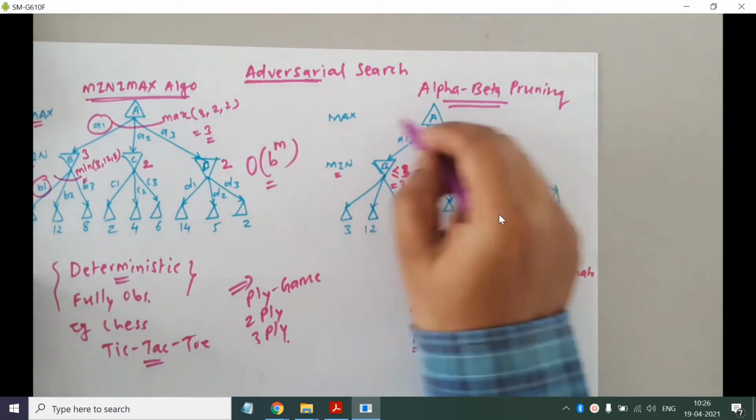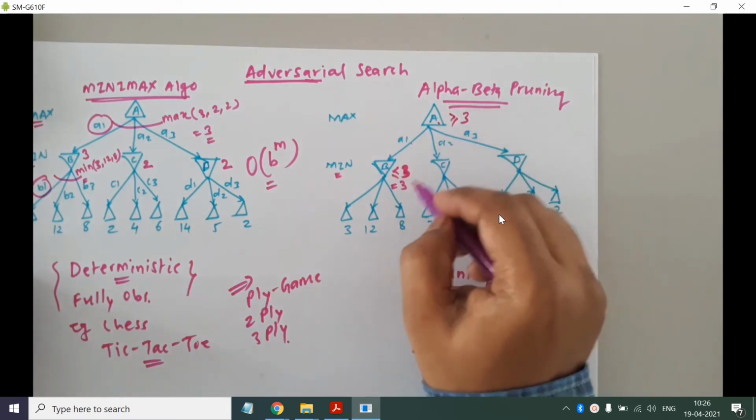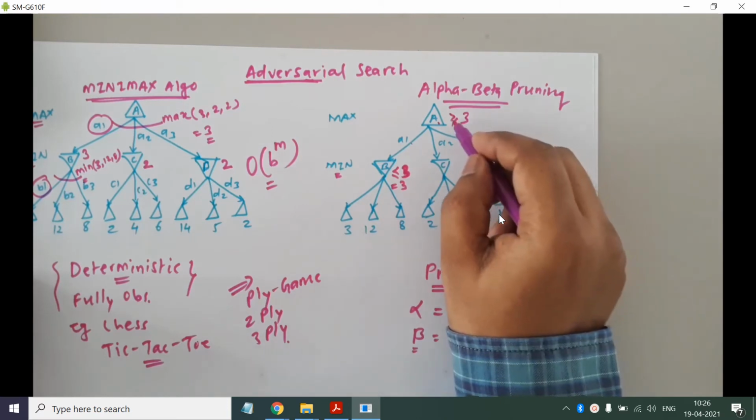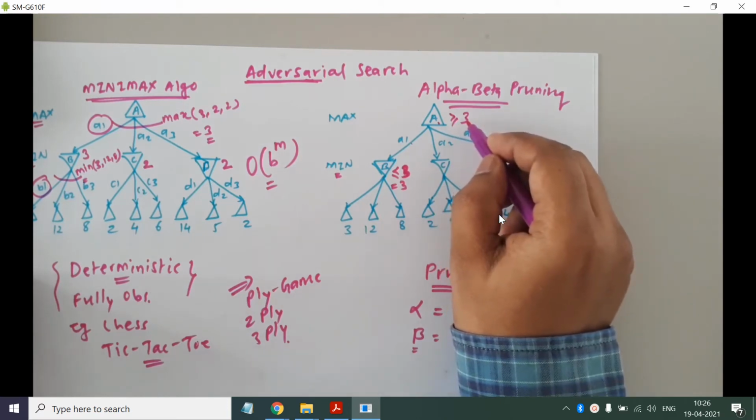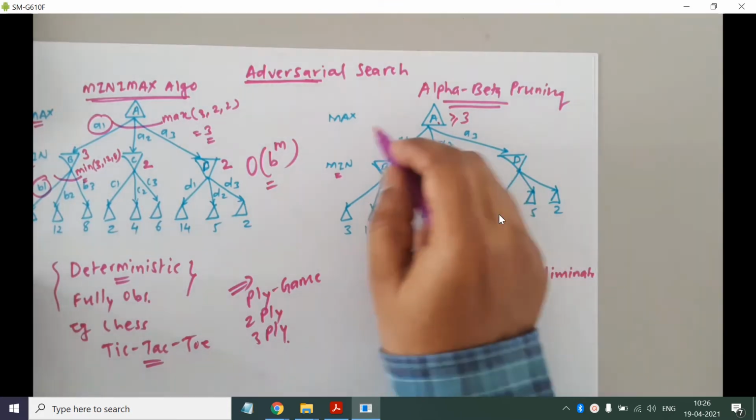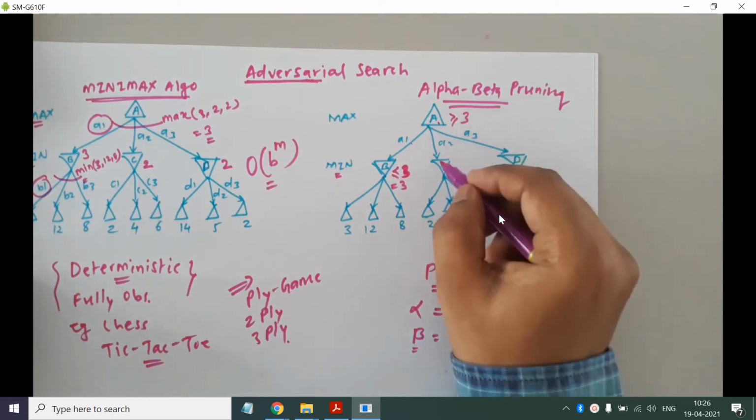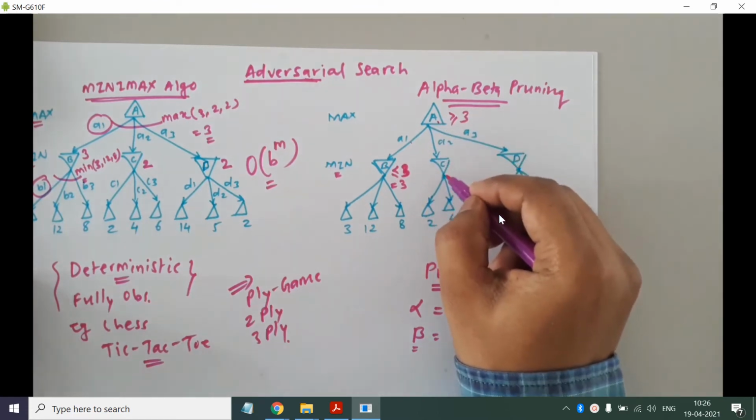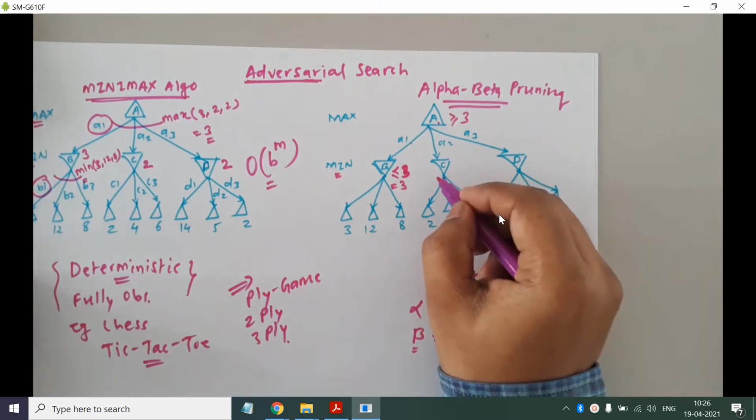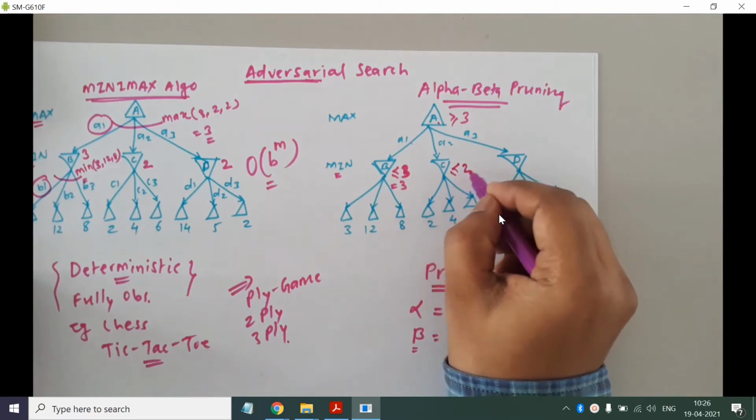Now the max will try to get a better value than this, so its alpha value will be greater than or equal to 3. At a max node we are maintaining the alpha value, right? So max will try to get a better value than this. Next we'll move to this branch. Here we have 2, so min will try to find a lesser value than that. Its beta value will be less than or equal to 2.